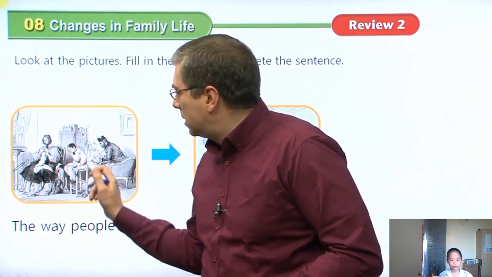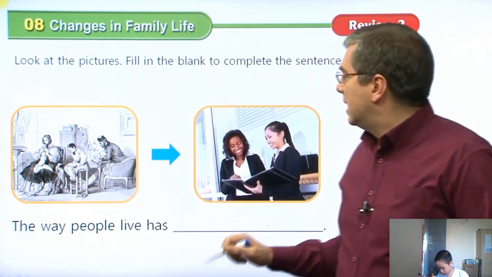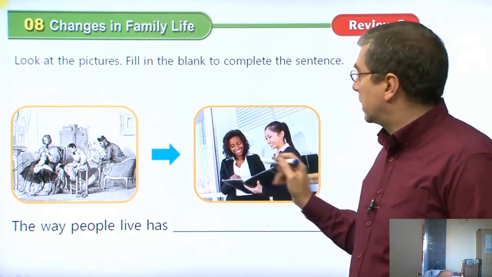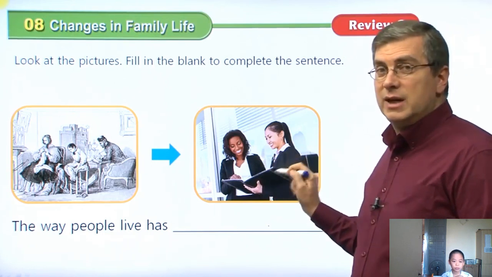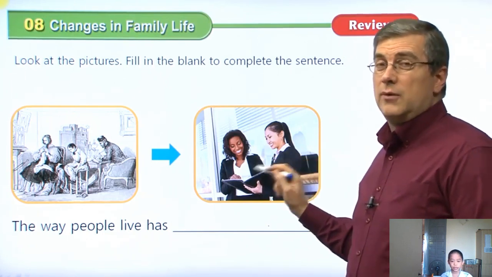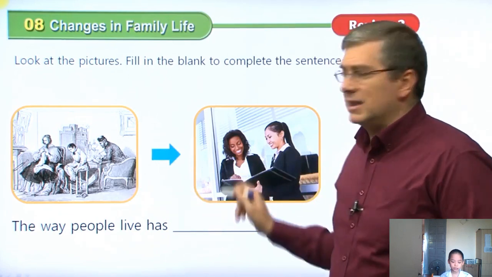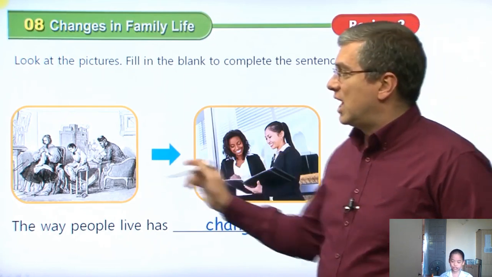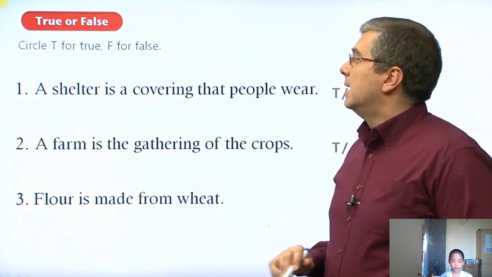There we have a picture of a farm. The woman is making something. The boy is maybe reading a book, and the man is doing something. But there we have a picture of two women, and they are working. The way that people live has changed, not different. I'm just kidding. The way that people live has changed.